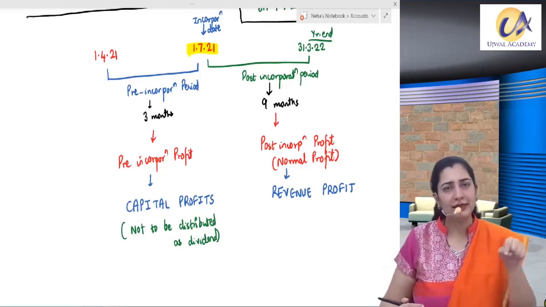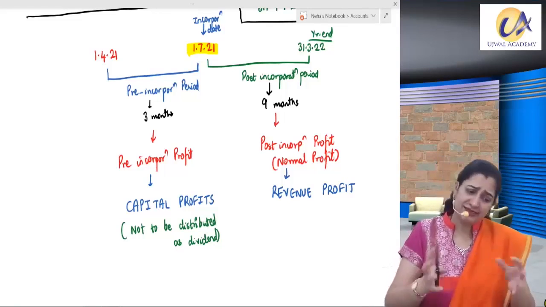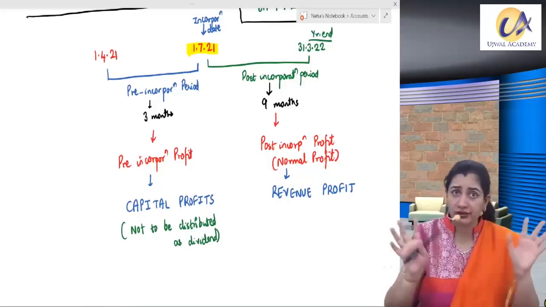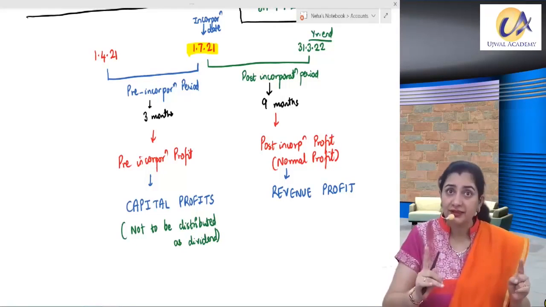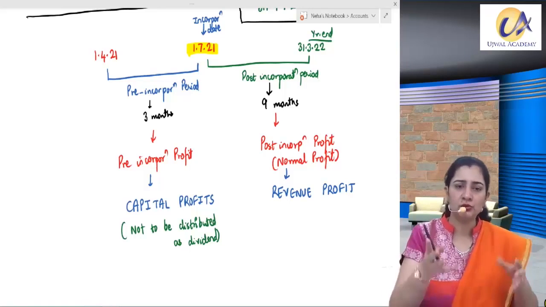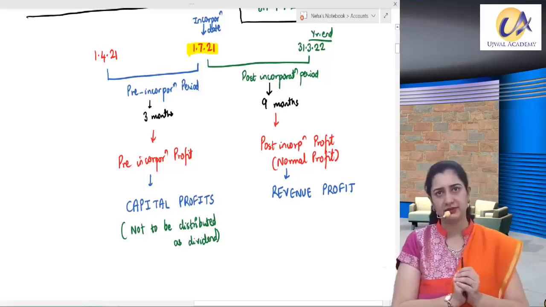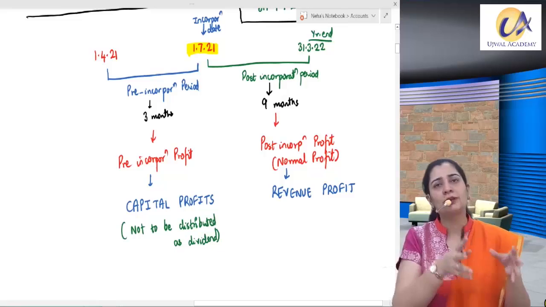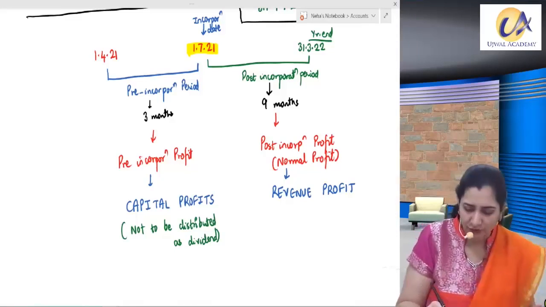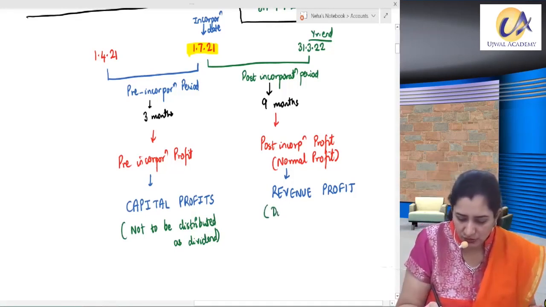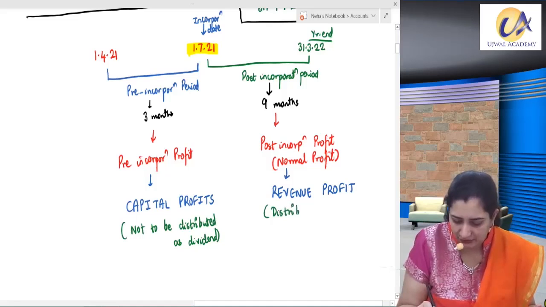ये जो profit है ये भी capital profit है. This is realized. मैं ये नहीं बोल रही हूँ it is not realized. It is realized profit. But वो उस टाइम का है जब you were not even existing as a company. So that is why it cannot be distributed as dividend, whereas revenue profit is normally distributable profit. This is the basic difference. Distributable profit.